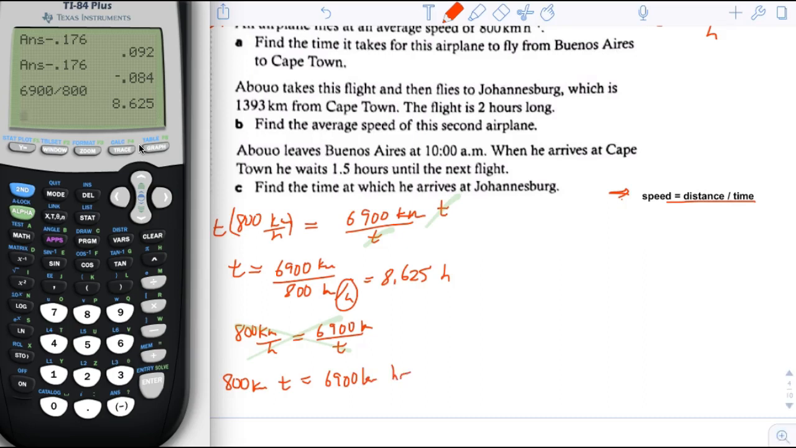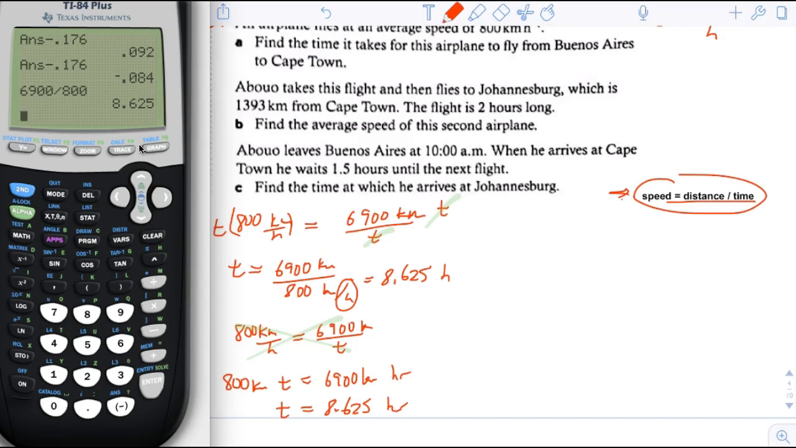Okay, and then I'm going to divide both sides by 800 kilometers to get rid of 800 kilometers, just like I did before. And then I'll end up with 6,900 divided by 8, which gives me 8.625. And that gives me 8.625 hours, just like before. Okay, so whichever one, just straight algebra or cross multiplication, that's a way of adjusting this equation so that time is no longer in the denominator. And there's a couple other ways to do it, and if you didn't like those two ways, call me over and I'll explain a different way to do it, okay?